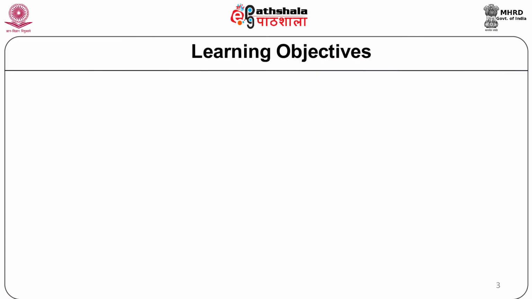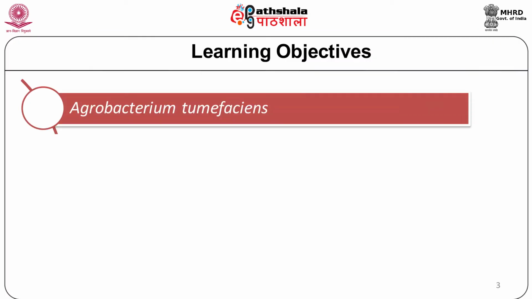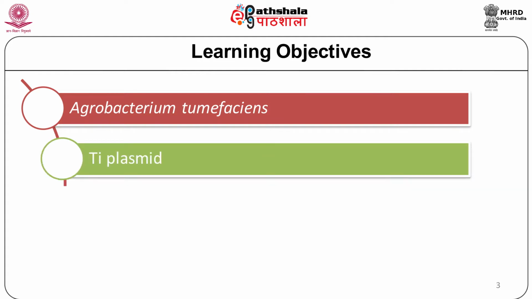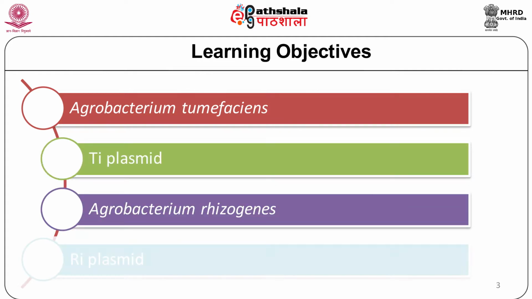The learning objectives of this module are Agrobacterium tumefaciens, Ti plasmid, Agrobacterium rhizogenes, Ri plasmid.